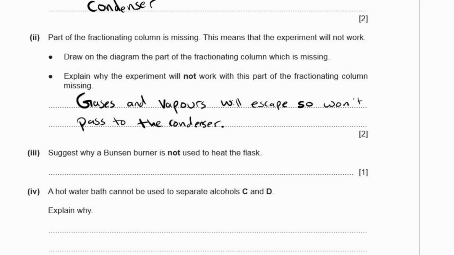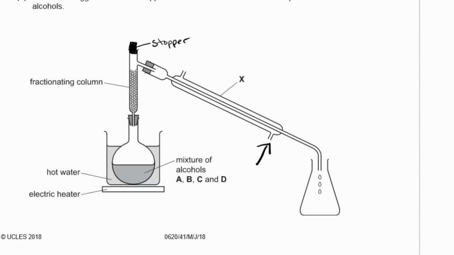Okay, so the gases and vapors will escape, so it won't pass to the condenser. Okay, part 3, suggest why a Bunsen burner is not used to heat the flask.